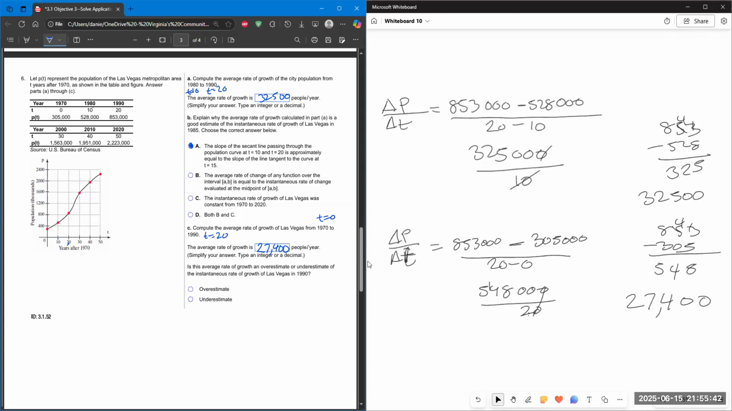And then if we look at from 0 to 20, which is this secant line right here, and we look at what goes on at t equals 20 right here, because we're told to use it to estimate 1990, that's an underestimate. We have a lower slope for our secant line than we do for our tangent line. So that's not really a good estimate there.